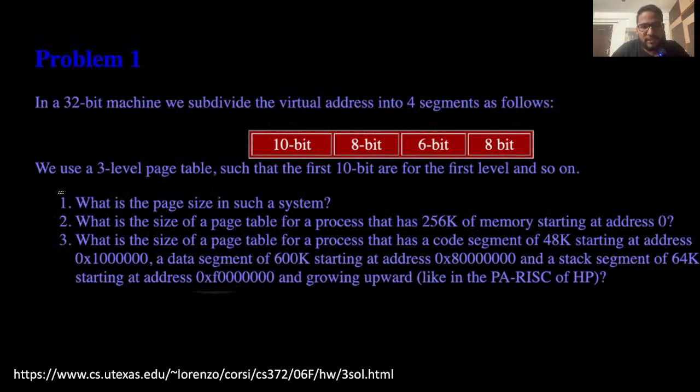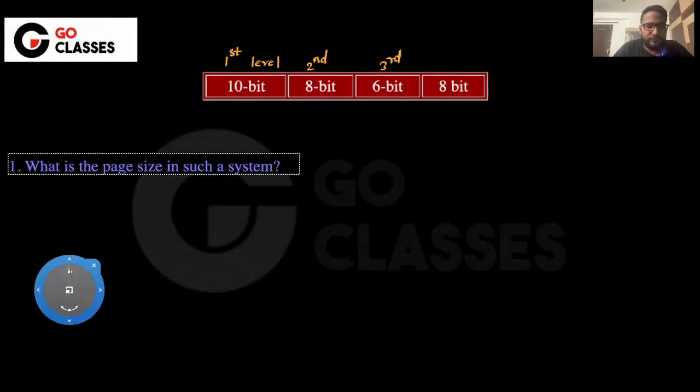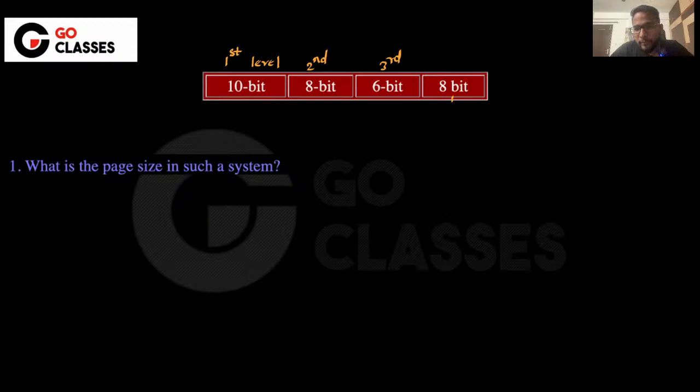Can you tell me the page size? I think this is the easiest question. How to get this page size? It is very easy. You will say that the page offset is 8 bits, so the page size is 2 power 8 bytes, which is 256 bytes. Let me know if that is fine to everyone. So this is how very easily you can find out the page size.